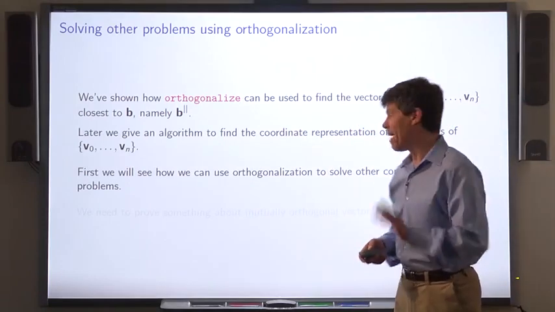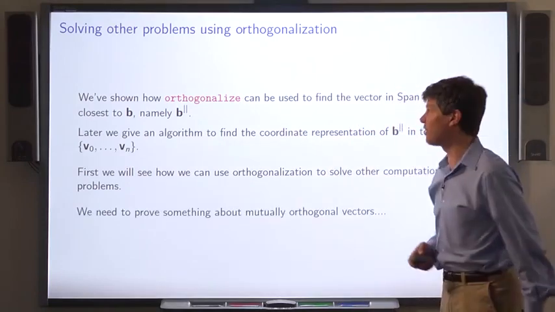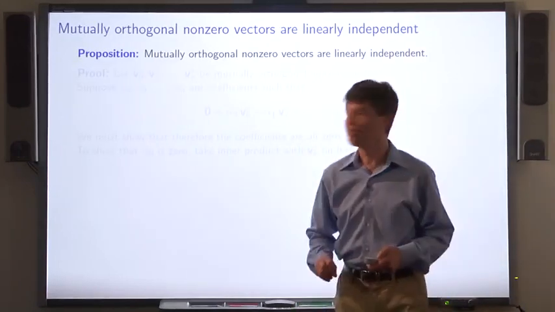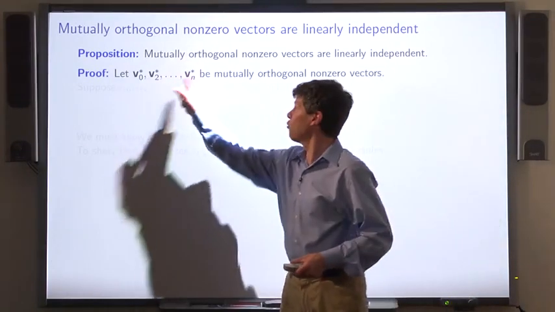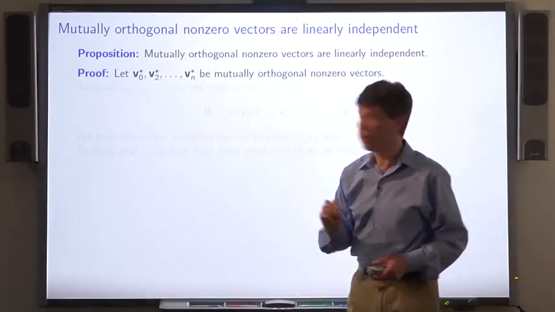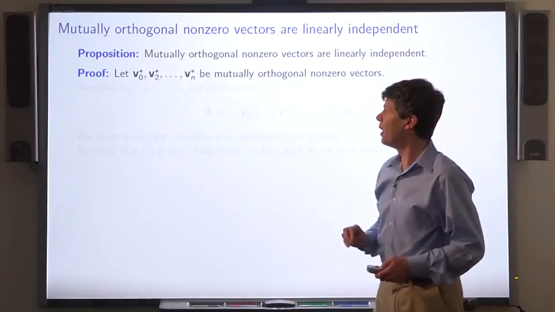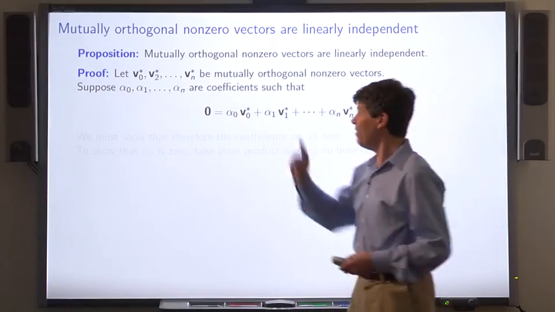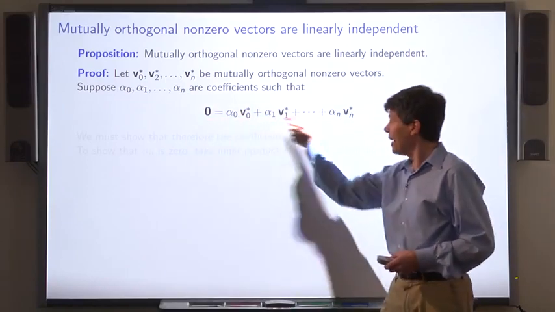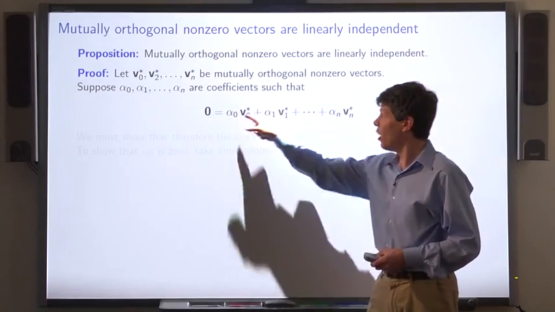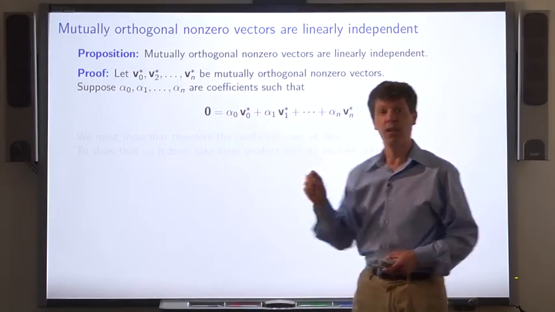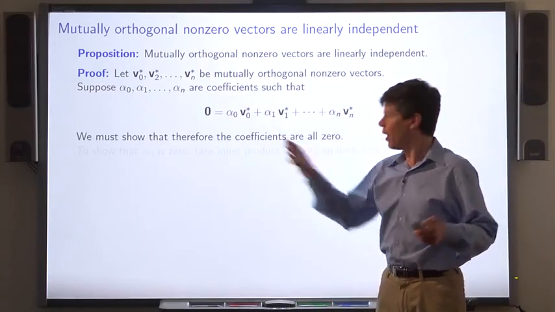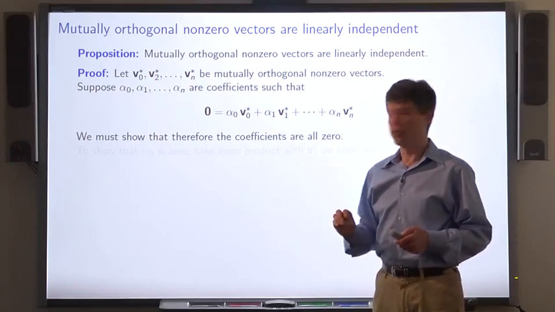So let's start with a mathematical result about mutually orthogonal vectors. We'll show that mutually orthogonal non-zero vectors are linearly independent. So let V0 star through Vn star be mutually orthogonal non-zero vectors. We'll show that these vectors are linearly independent by showing that if you can write the zero vector as a linear combination of those vectors, then the coefficients, alpha 0 through alpha n, must be 0. So here we'll show that alpha 0 is 0.